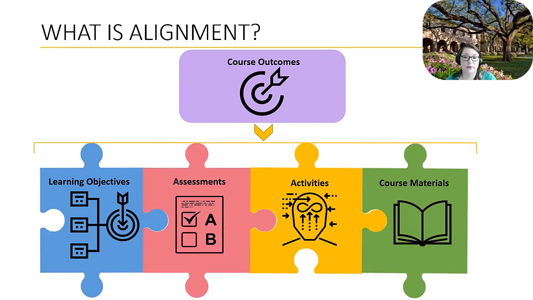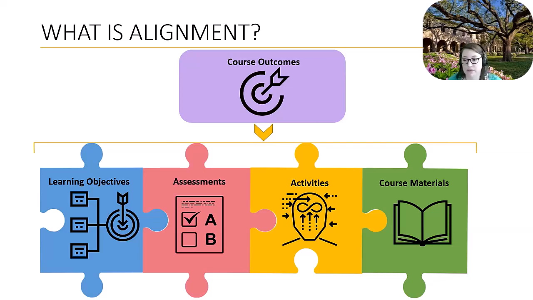So on the slide here, we have a lot of puzzle pieces, and they all do connect and support the course outcomes. Those course outcomes are the aggregated knowledge, skills, and abilities that students should be able to successfully demonstrate at the end of your course. So that's the target, that's your final destination.